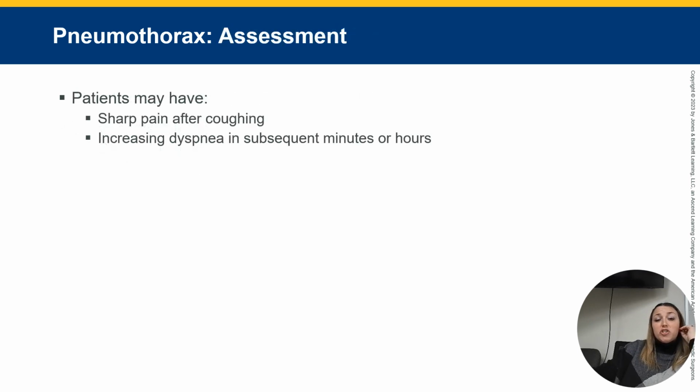Patients may have a sharp pain after coughing. They might have increasing difficulty breathing, especially in subsequent minutes or even hours. Sometimes it might take a little while to realize that you've got that, especially those young, healthy, super tall, skinny guys. They have a sharp pain on their side, but they've got a whole other lung that's oxygenating them well enough. They've got pain, but they don't think too much of it.